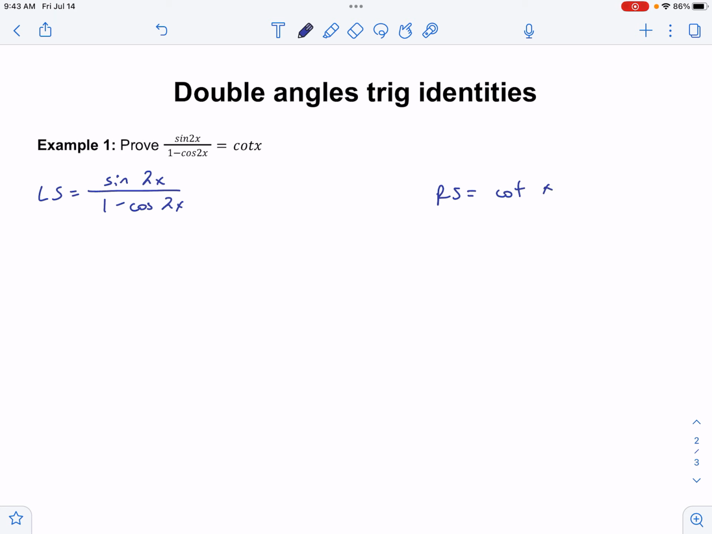Right away, I'm going to change my right-hand side to be in terms of sine and cosine. That's just going to be easier for me. Remember, it's the inverse of tan, so it's cosine of x divided by sine of x. Okay, now let's do some expanding on the left-hand side. That one's definitely the more complicated one.